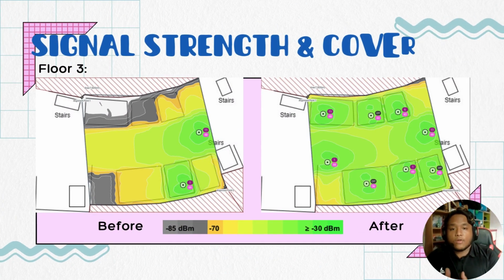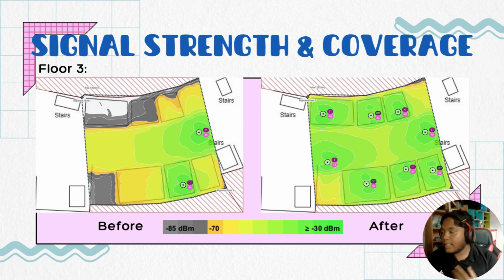Okay, so for floor 3, this is the signal strength and coverage for floor 3. In the before one, there are only 2 access points on the right side, the stairs and inside the lab. So the signal strength is good, but in just about 3 rooms across the floor. The reason may be that the other rooms are labs full of computers, and the computers are normally connected through wire.